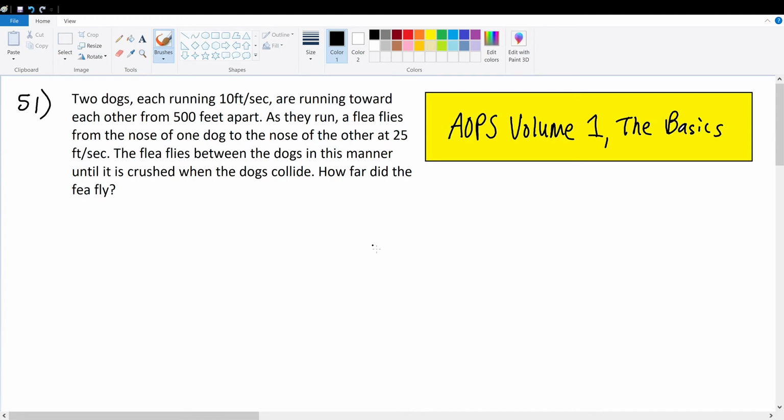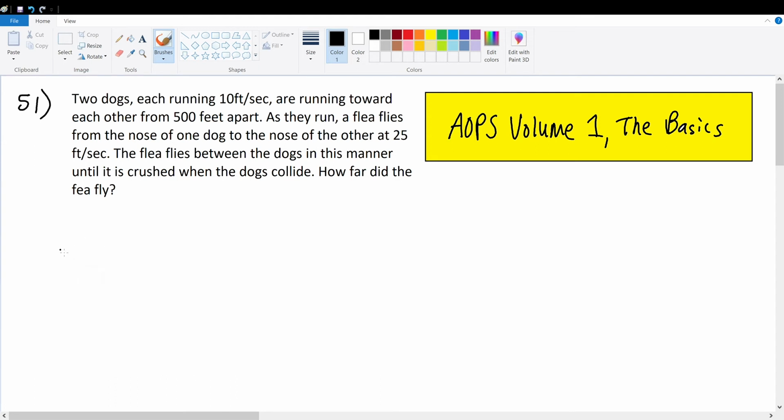AOPS Volume 1, The Basics, number 51. Two dogs, each running 10 feet per second, are running towards each other from 500 feet apart. As they run, a flea flies from the nose of one dog to the nose of the other at 25 feet per second. The flea flies between the dogs in this manner until it is crushed when the dogs collide. How far did the flea fly?